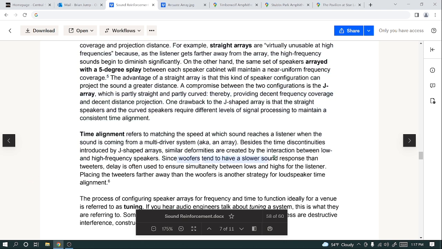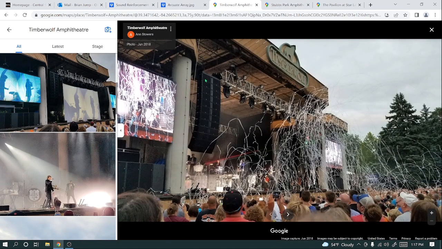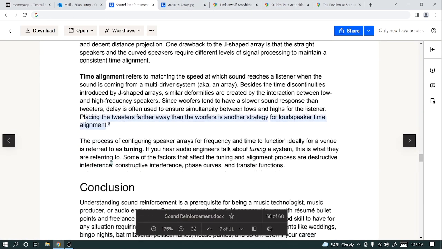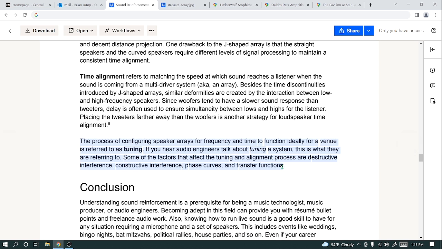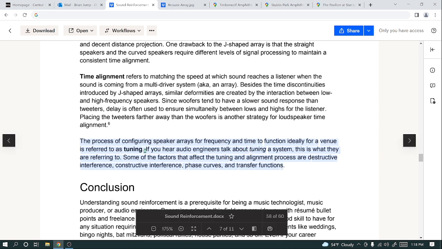Okay, so since the woofers have slower sound response than the tweeters, delay is often used to ensure simultaneity. And you could also do what's going on, I think, in this picture here. Place the tweeters further away from the subs. Okay, so the process of configuring speaker arrays for time discontinuities and for frequency response is referred to as tuning the system. And like Ria said, this is probably what's going on immediately before the show that sometimes can result in delays. Some other factors that affect the tuning are destructive interference, constructive interference, phase curves, and transfer functions.